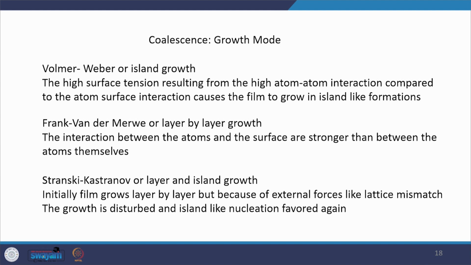There is another type of growth which is called Stranski-Krastanov, layer plus island. In this case, initially the film will grow by layer, but then the surface tension forces between the islands will become much stronger. So, this layer by layer growth will be disturbed, and then again island-like film will grow, so it will be islands on top of the layer by layer thin films. This type of thin film also can be grown.